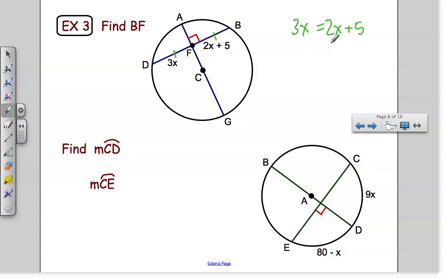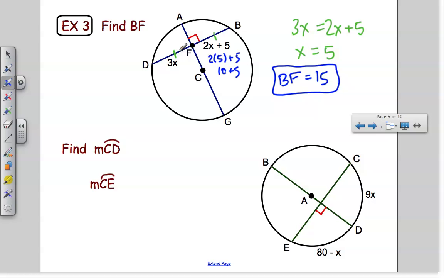And then I can solve for x. Subtract 2x, 3x minus 2x is just a single x, and I find out that x is 5. But since I want BF, which is 2x plus 5, and x is 5, BF would be 2 times 5 plus 5, right? I'm plugging in x, so 10 plus 5, it looks like BF equals 15. And then DF should also be 15, and yeah, 3 times 5 is 15.